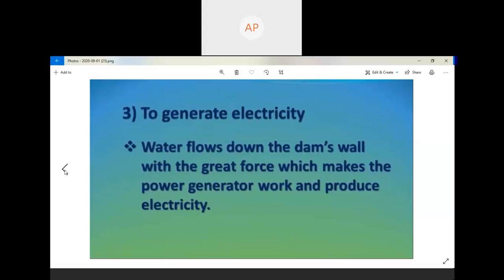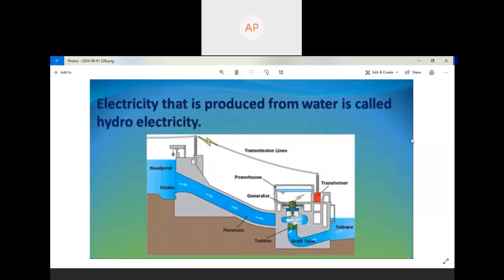Last is to generate electricity. So last class we saw how hydroelectricity is produced from water, right? So this is the map to illustrate how the process of hydroelectricity works. See, here this is the dam. So how does it happen? The water flows through the pipe which we call the penstock, and the force of the water from the dam rotates the turbine.